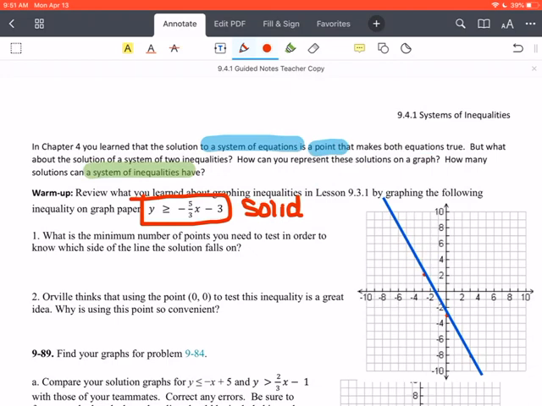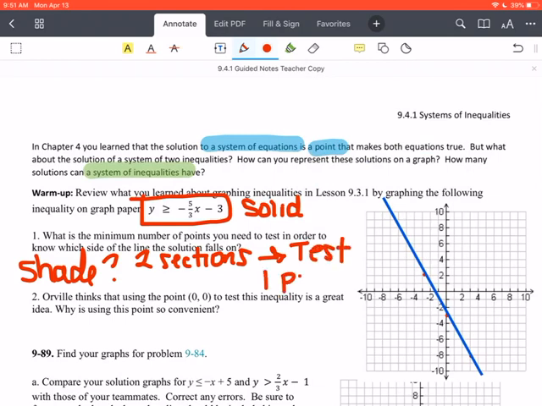But now we really need to think about, where do I shade? That is the next question. It says, what is the minimum number of points, if we don't know the shortcut that we learned last week, that we would need to test in order to figure out which side of the line the solutions fall on? Okay, well, how many sections do we have? Well, we have 2 sections. So what is that going to mean? We really only need to test 1 point, because if we test a point and it is false, then we're going to shade the opposite region, and vice versa.